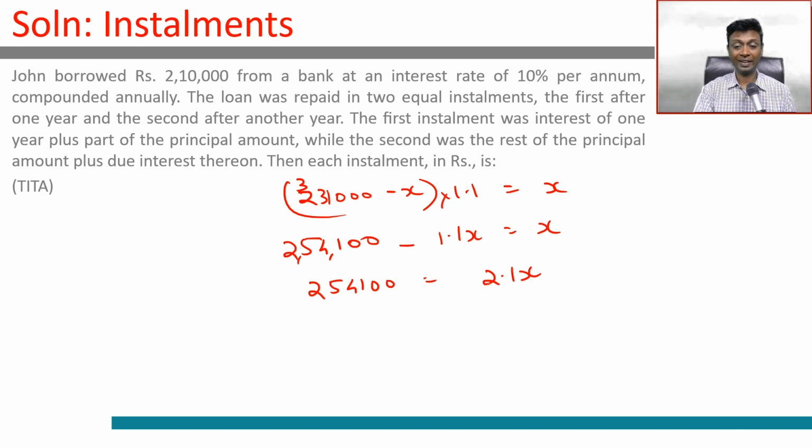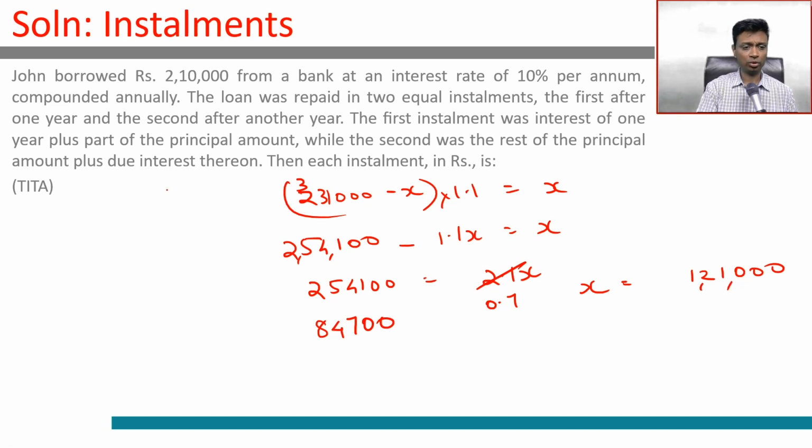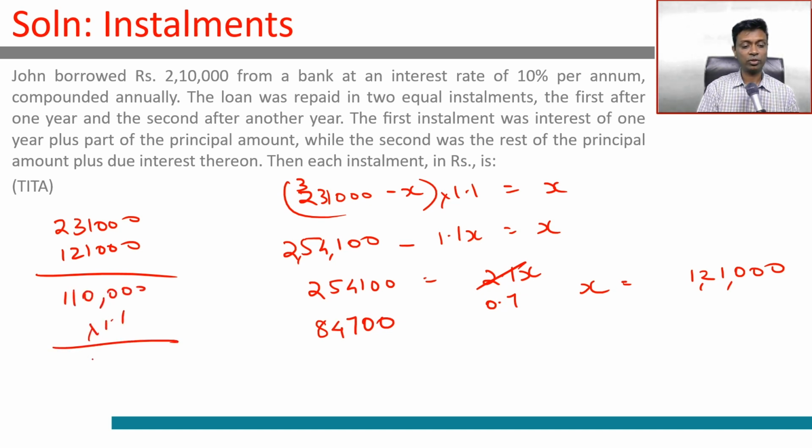So let's divide by 3 first. This will become 0.7. This is 8. 14 would be 4. And 21 would be 7. So X equals 84,700 by 0.7. 84 by 7 is 121,000. 1,21,000. From 2,10,000, this becomes 2,31,000. We repay 1,21,000. 1,10,000. That becomes 1.1 times of that, which is 1,21,000. These two are equal, or each installment is worth 1,21,000.